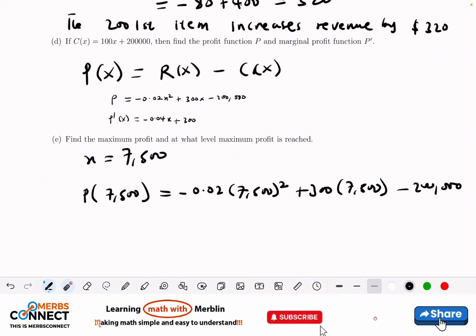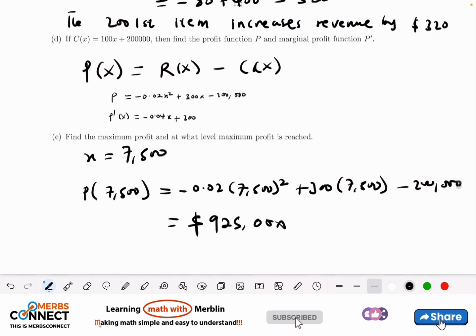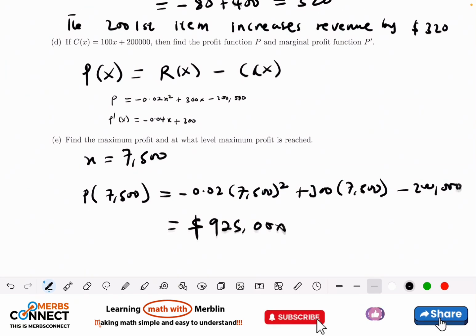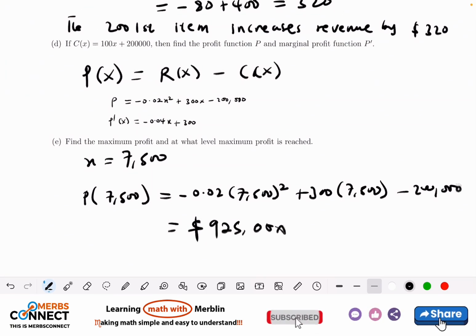And then I think when you put everything on a calculator, you should be getting something like 925,000 dollars. So you can confirm, and then you can confirm it in the comments section for us.